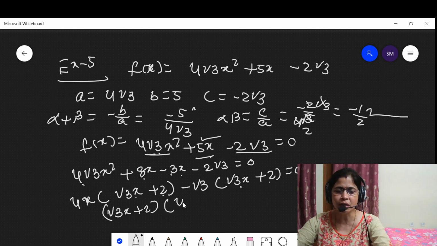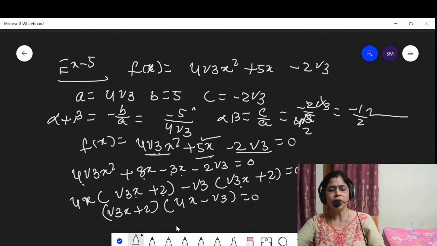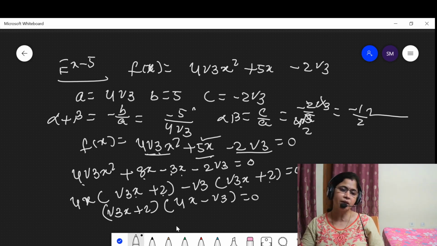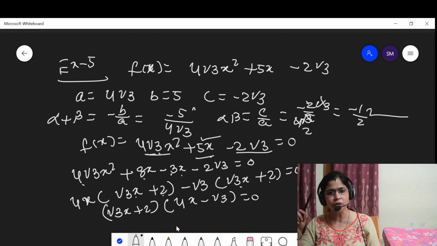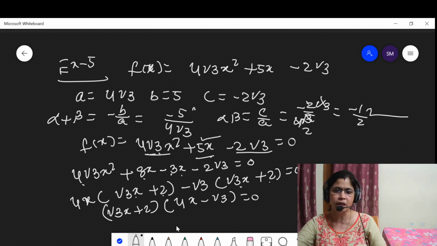Look at here, students. When you practice more and more questions, then it will be easier for you. The questions which will be asked in an exam paper are not a challenge. You can easily factorize it, and you can easily find the values of the two zeros, alpha and beta. Then when you find the values of alpha and beta, you can verify this formula very easily.